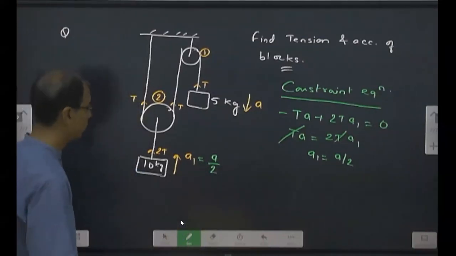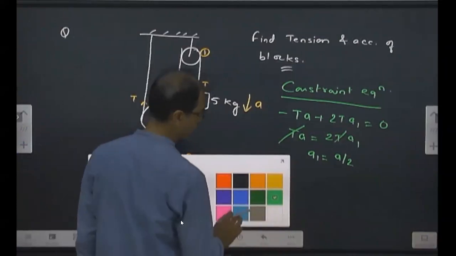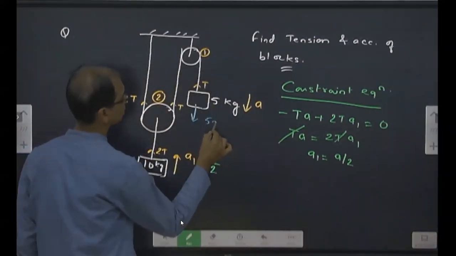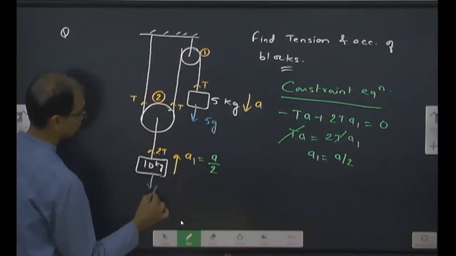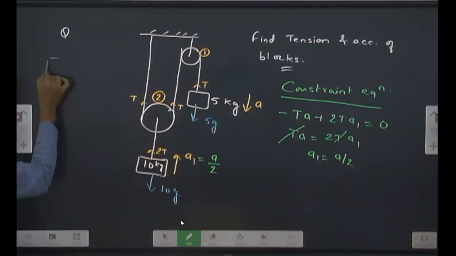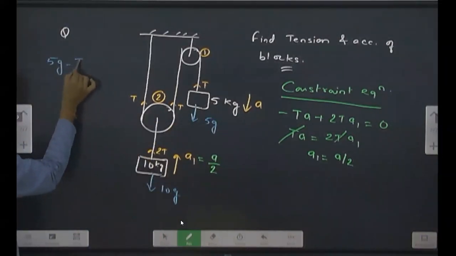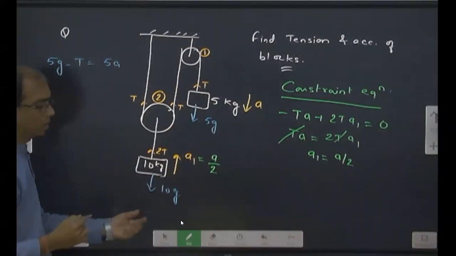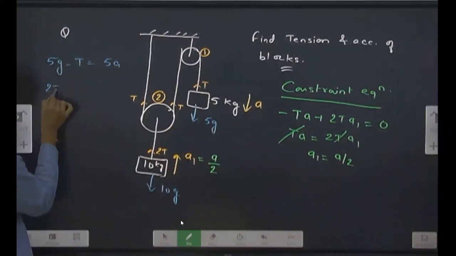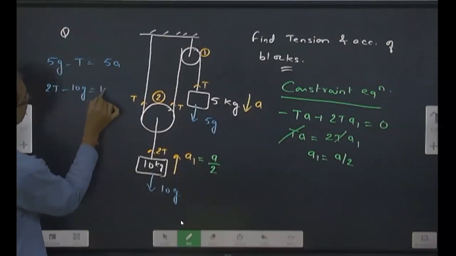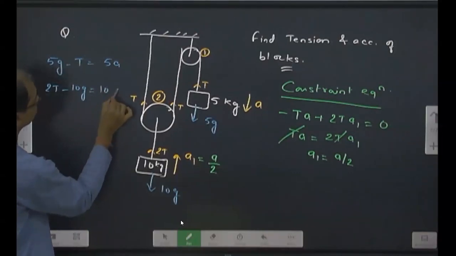Now we'll write equations. Simple now. Very simple. Now here 5G and here 10G. So let's write the equation. Here comes 5G minus T equal to 5A. Here 2T minus 10G equal to 10 into A by 2.